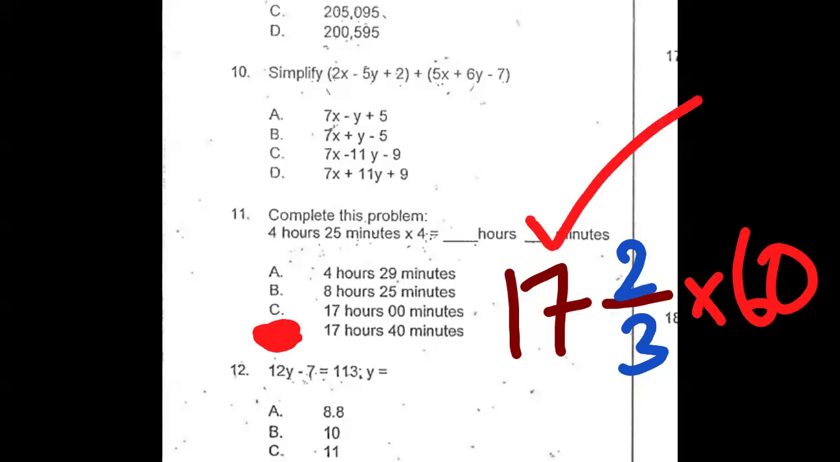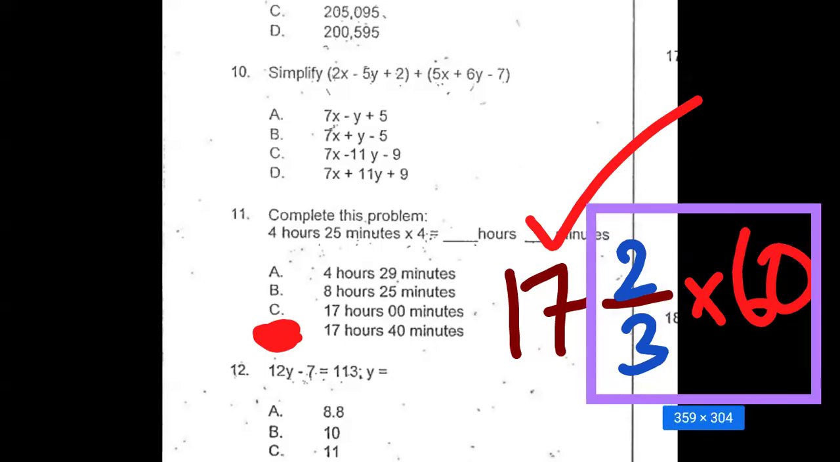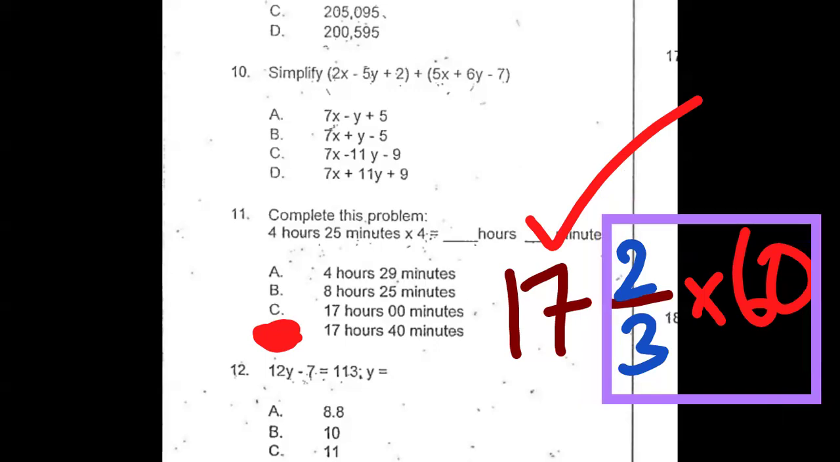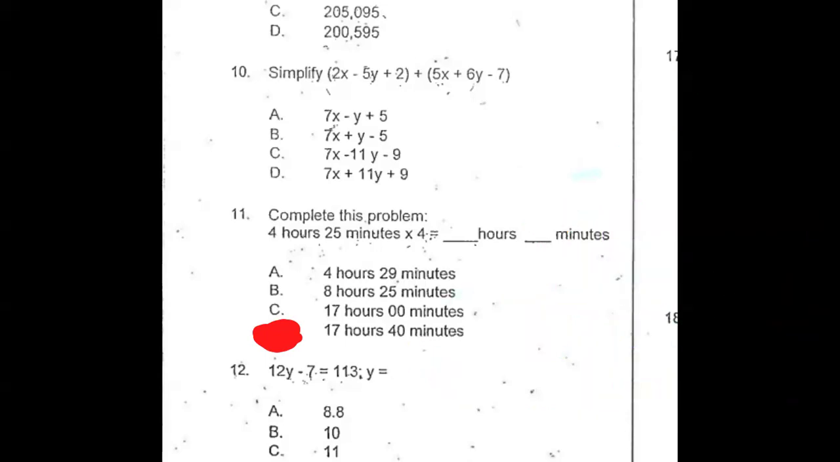Right? So we got the 17 hours and 2/3 of the 60 is equal to 40, right? So that's what this is. All right, so we're supposed to be good with that. All right. So we're done with this and that and all of that up here.